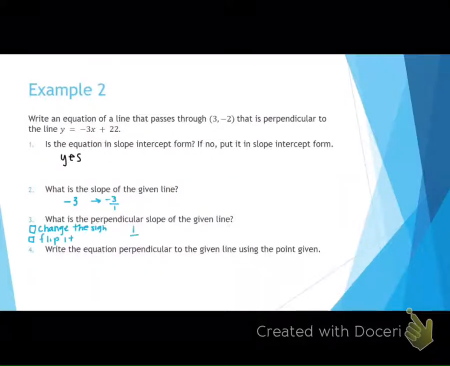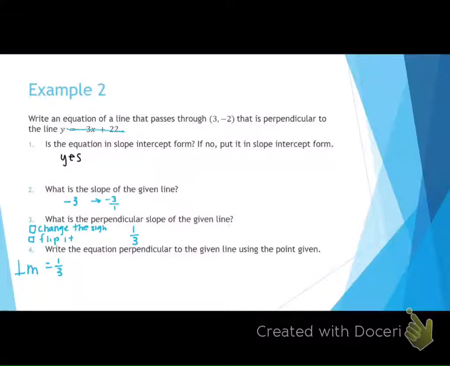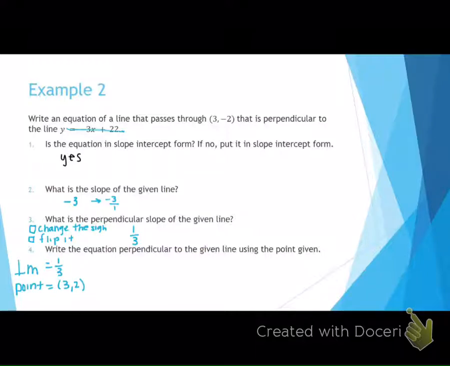Do we care about that equation anymore? No, this equation doesn't matter. We only cared about it for its slope. So we're going to use our perpendicular slope of 1/3 and the point (3, -2). So what form do we have to start in, Jordan? Why can't we start in slope-intercept on this one? Because you don't know the y-intercept. We do not know the y-intercept, so we're going to start in point-slope form.